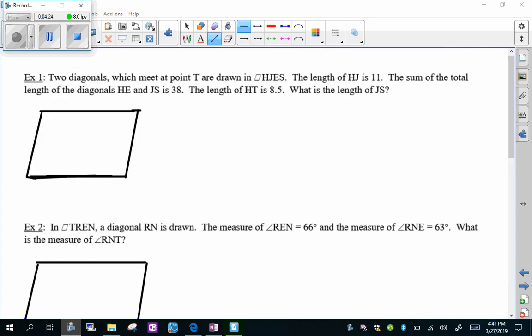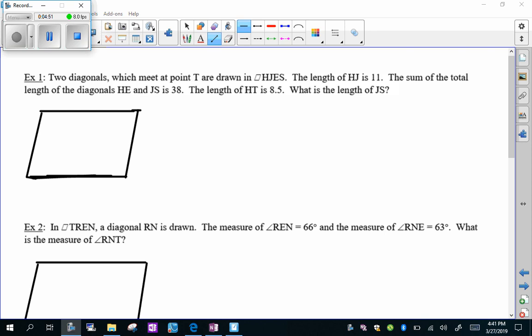All right, example 1 says, two diagonals which meet at point T are drawn on parallelogram HJES. The length of HJ is 11. The sum of the total lengths of diagonals HE and JS is 38. The length of HT is 8.5. What is the length of JS?